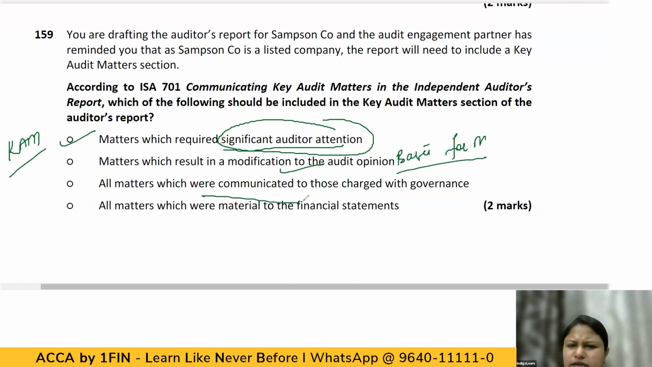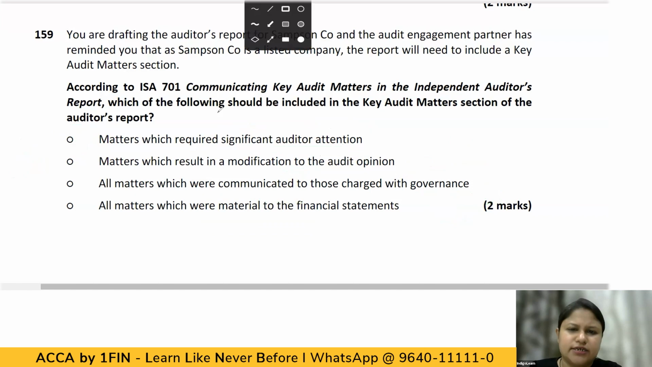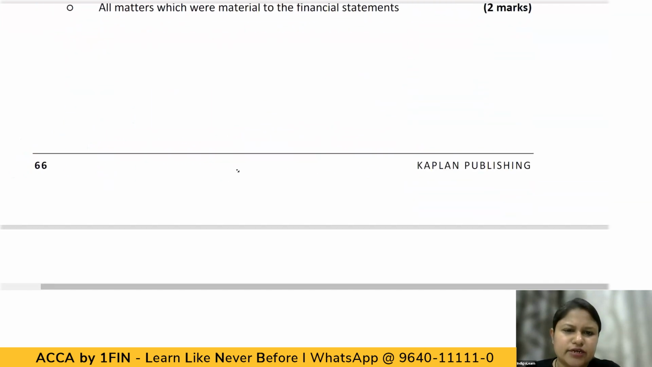All the matters which are communicated to TCWG, no. Though CAM is out of those matters which are communicated to TCWG, if you communicated 25 matters, all 25 will not come as CAM. So no. All matters which are material to the financial statements, no. So the answer will be those which took a lot of time of the auditor or which were very significant for the auditor's attention.